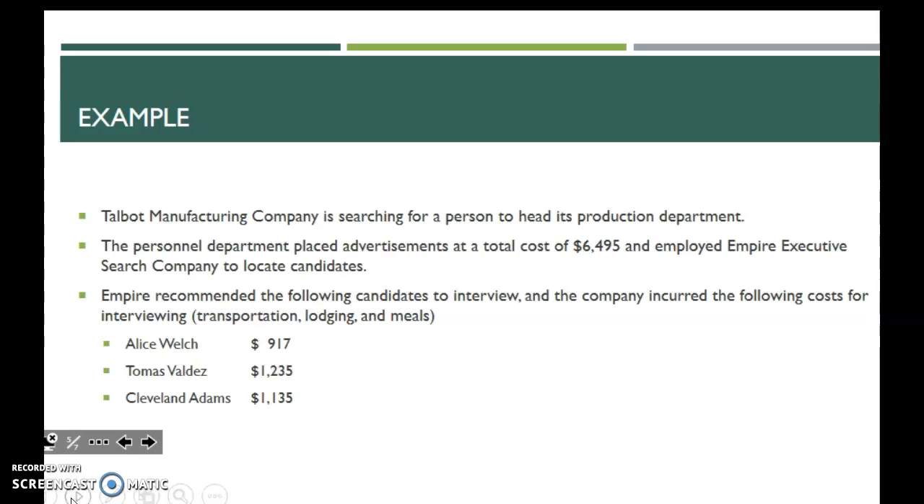Talbot paid the candidates' travel expenses, transportation, lodging, and meals, for the following interview costs. Alice Welch, they spent $917. Thomas Valdez, they spent $1,235. And Cleveland Adams, they spent $1,135.